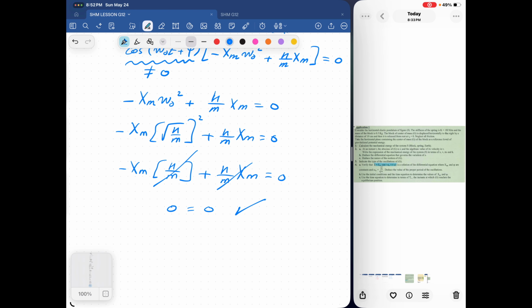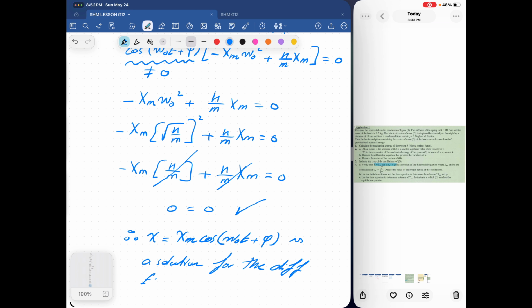This is satisfied. Therefore, x is equal to xm cosine w0t plus phi is a solution for the differential equation.